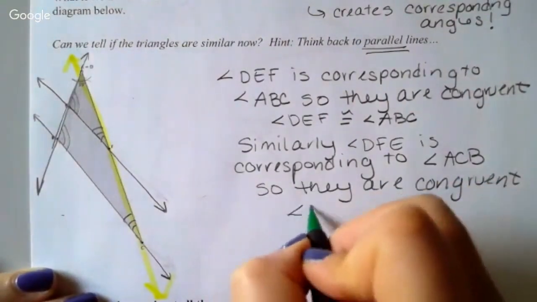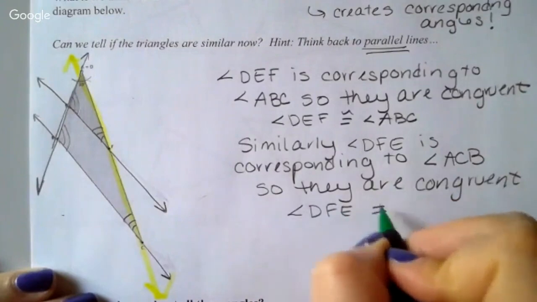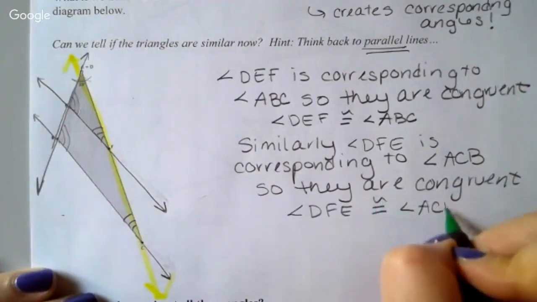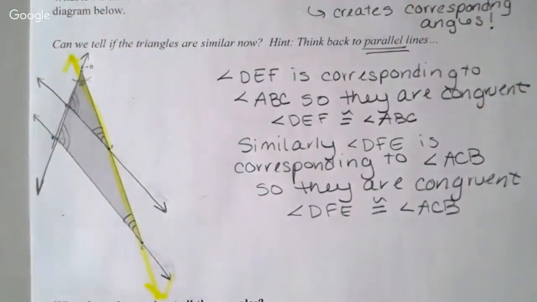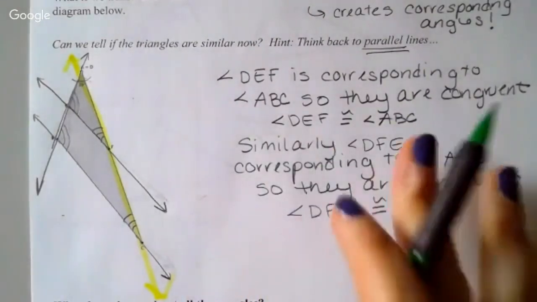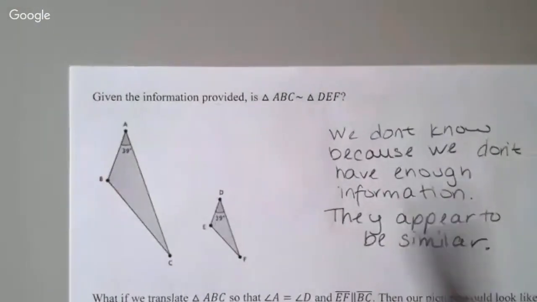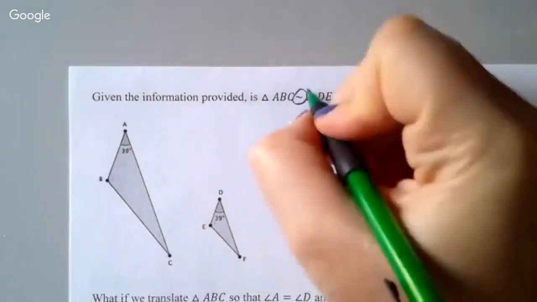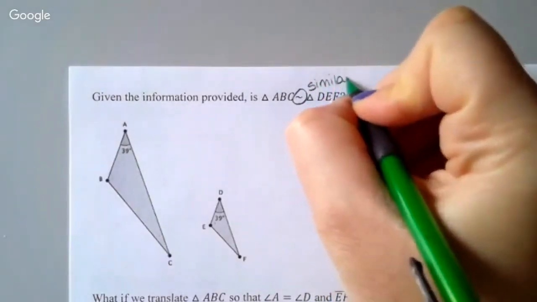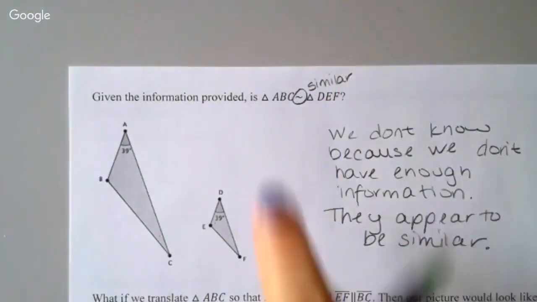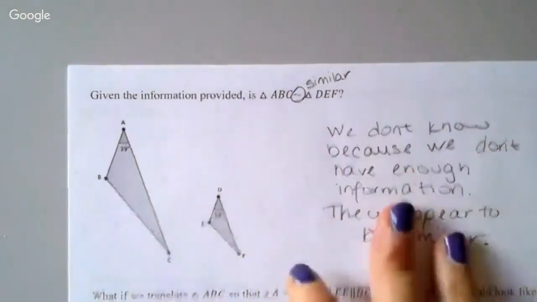So in other words, angle DFE is congruent to angle ACB. So now I have enough information to say whether they're similar or not. And let's go back up here for a second. I didn't point out that this is the symbol for similar. So congruent is the equal sign with that over it. Similar is just the squiggle.